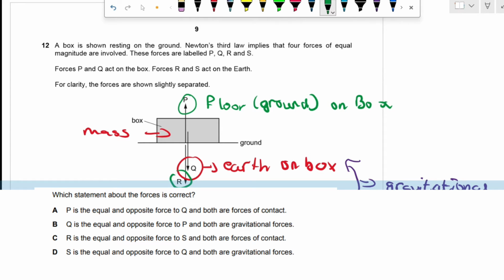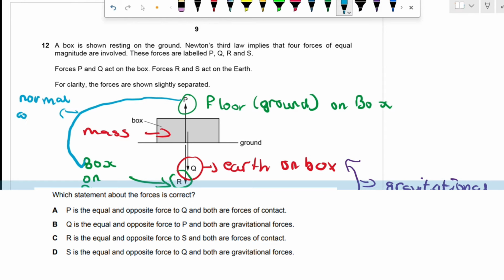But R, this force, is going to be box on floor, right? And again, these two forces are related. They're twins, related, equal but opposite. And these are known as normal contact forces, normal reaction forces. Very, very important forces.